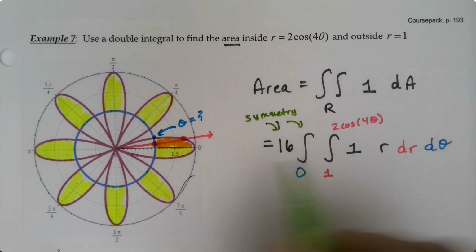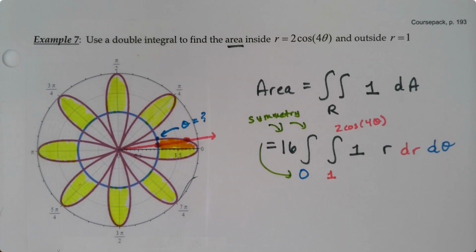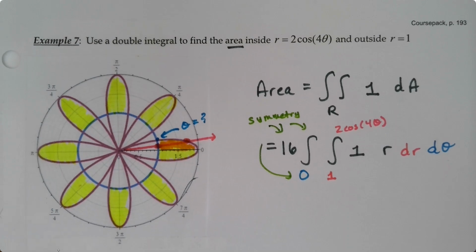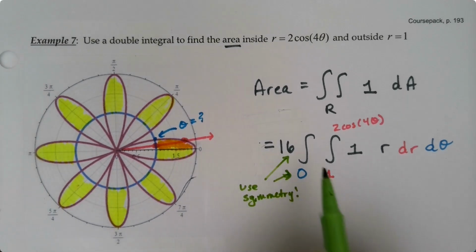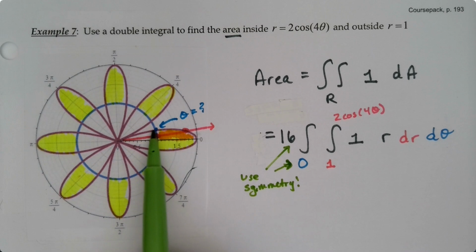rather than doing, well, it's actually the 0. It's the 16 and the 0 that are coming from symmetry. So I should really write that on the bottom. One second. All right, there we go. Use symmetry, right? 0, and that's how the 16 happens. All right, so all we have to do is find where they touch.